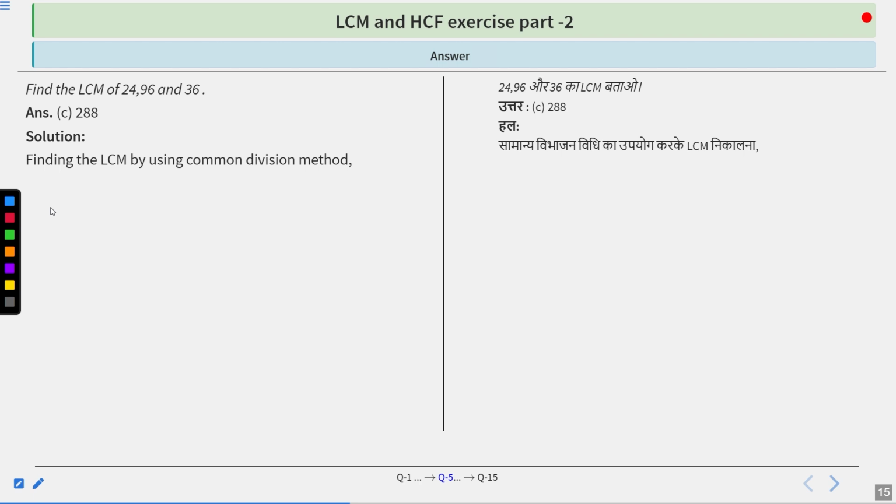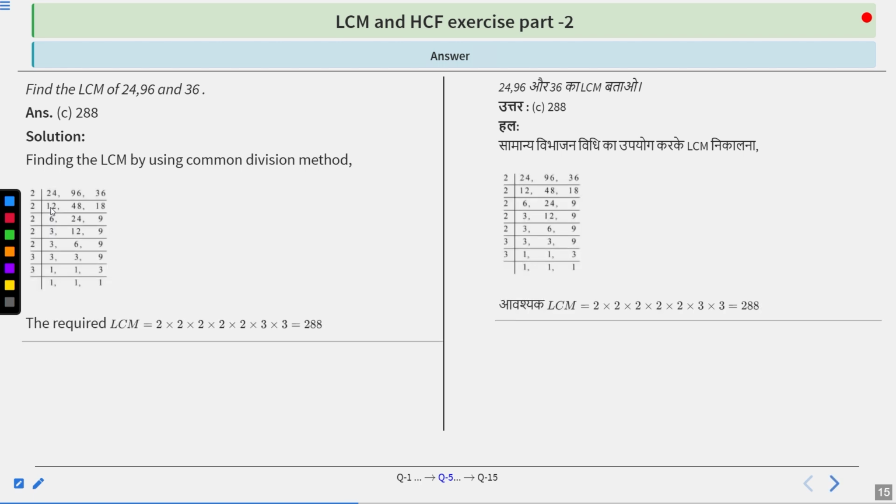Now we are going to use the common division method to find out the LCM. Our numbers were 24, 96 and 36. So we are going to start dividing by the least number, that is 2. So dividing by 2, we get 12, 48 and 18.